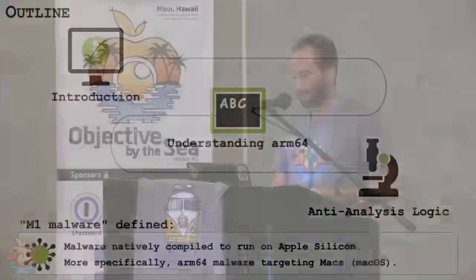Aloha and welcome to my talk. Today I'm going to teach you how to analyze the anti-analysis logic of M1 malware. As we can see on the slide, I'm roughly defining M1 malware: that's malicious code that's been compiled to run natively on Apple's new M1 or ARM64 systems.